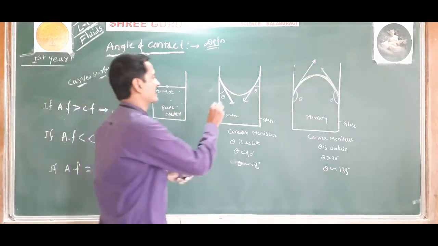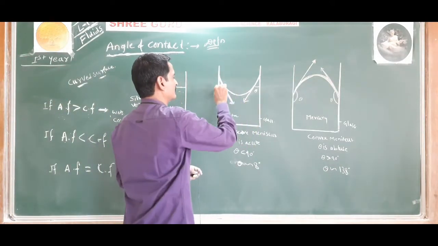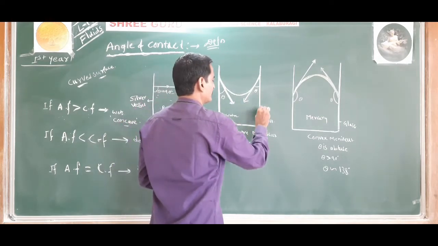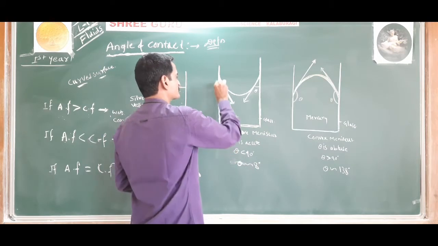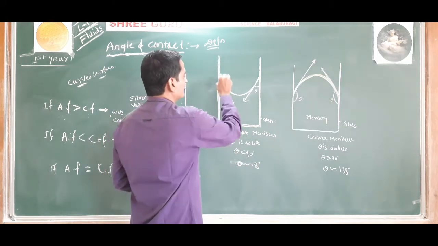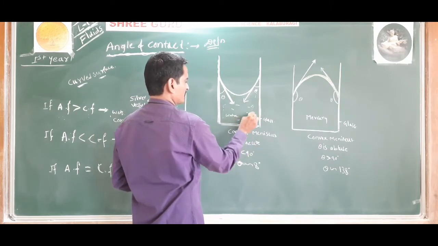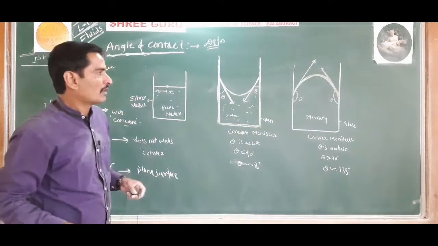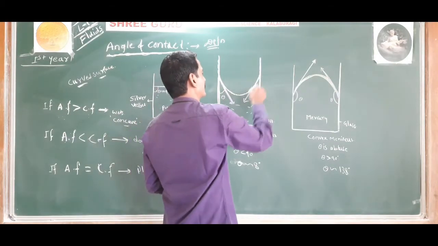First, understand the diagram. This is liquid. This is a glass vessel, or glass tube. In this glass tube, there is a liquid. All of this is water. Now the free surface of the water will be like this.